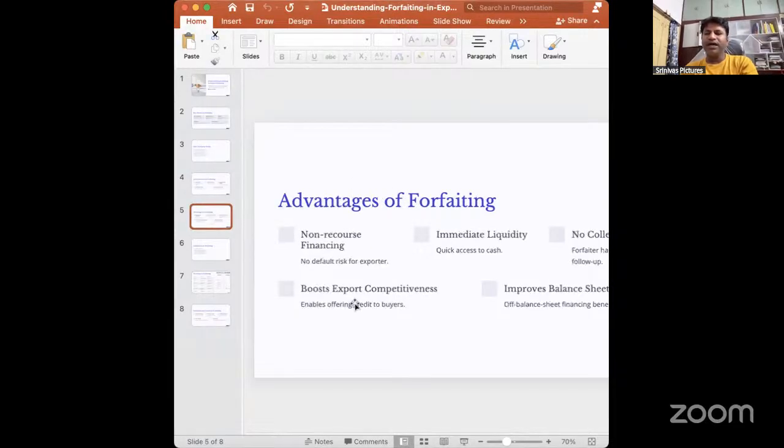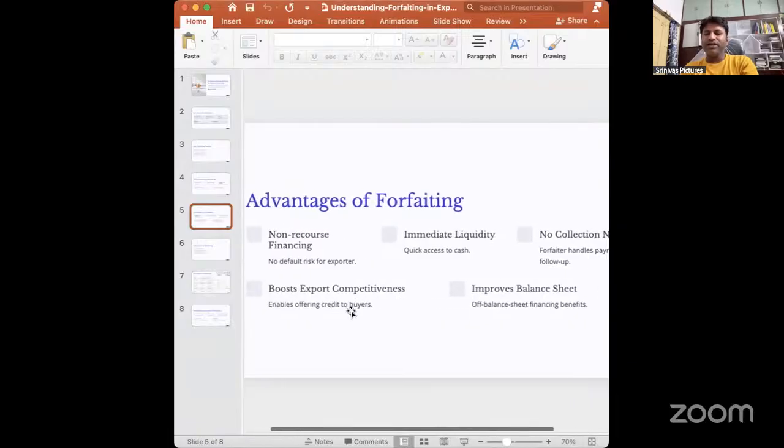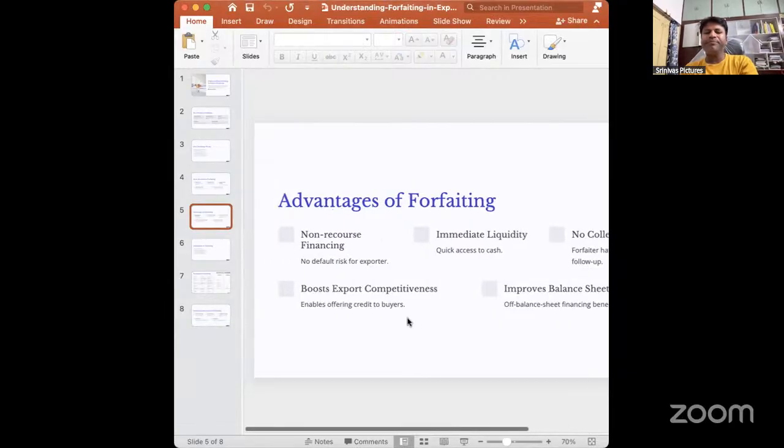So next one is, what are the advantages of forfeiting? Generally, this is for security and safety of both sides, exporter and importer. First of all, there is no default risk for the exporter. So we can say that there is no risk also.